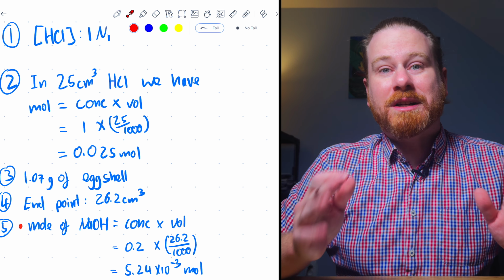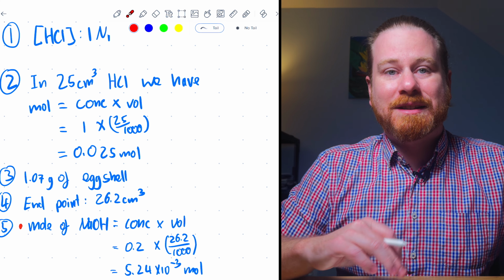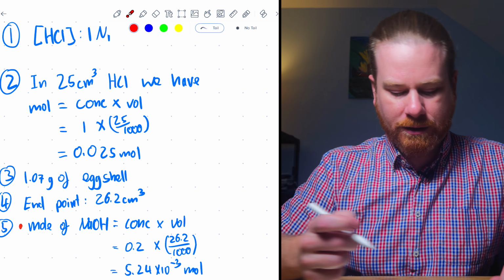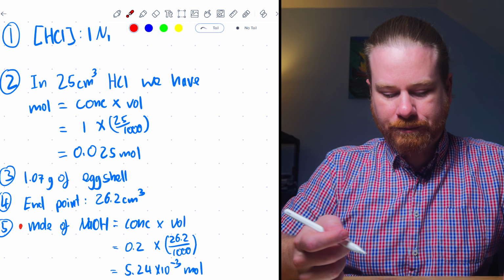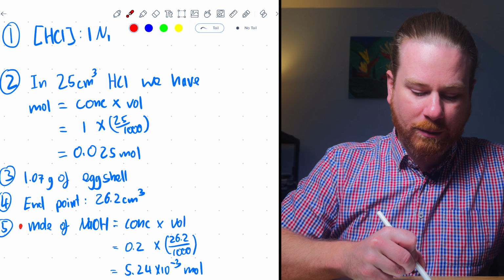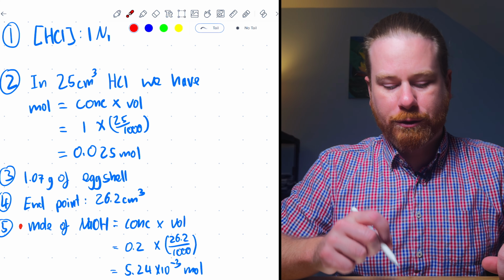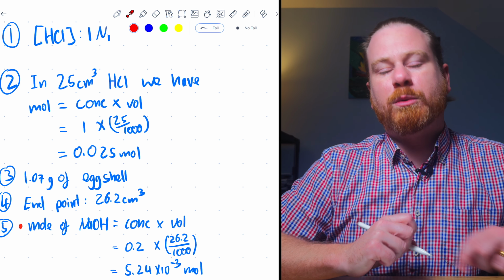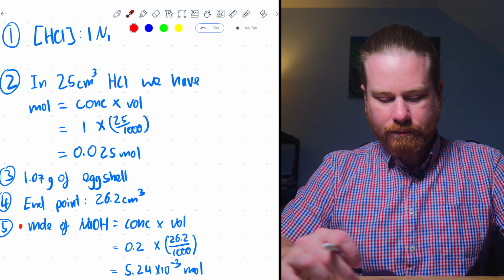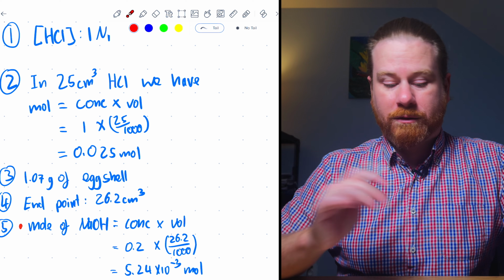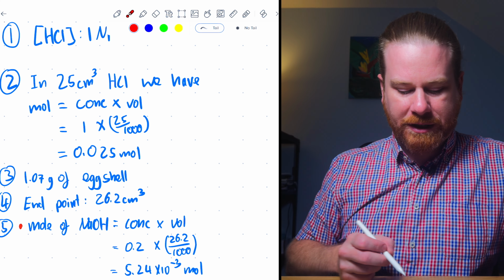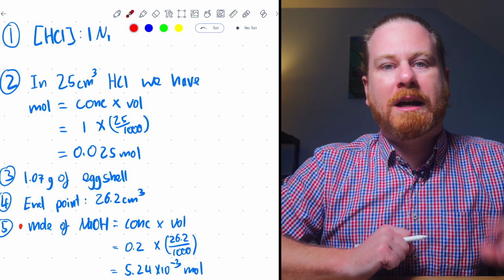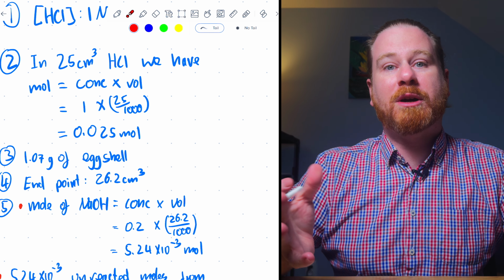Now, the point of the titration is to find out how much acid is left over. The acid is going to be in excess, so we're going to have more acid compared to the calcium carbonate in the eggshell. We don't know how much calcium carbonate is in the eggshell, but from doing the titration we can find out how much acid is left over from our original 0.025 moles. Same as before, using the sodium hydroxide, we can now find out how much acid we have, because that becomes an unknown amount.